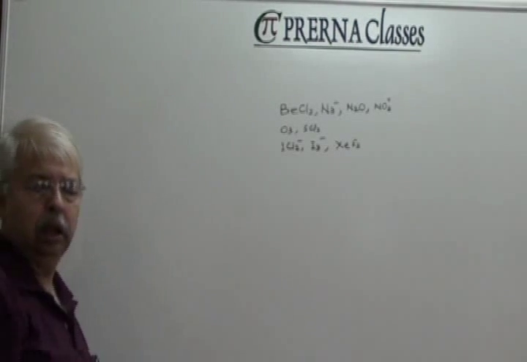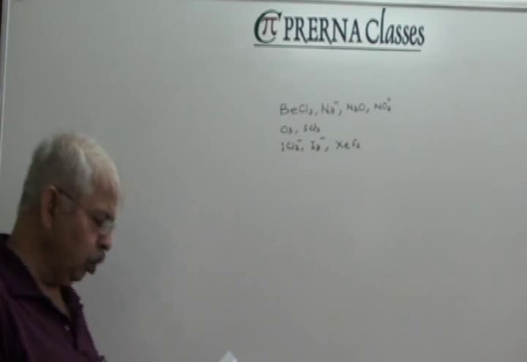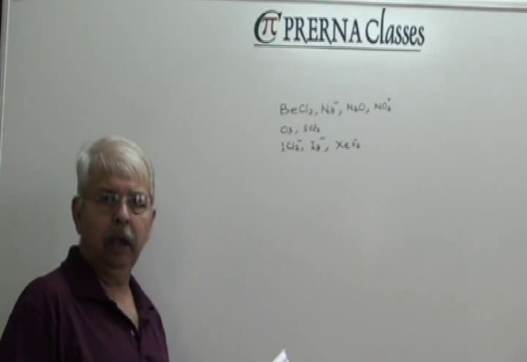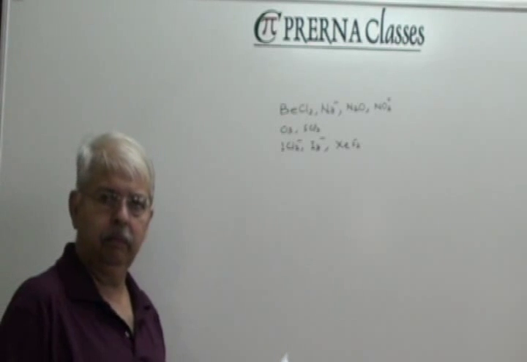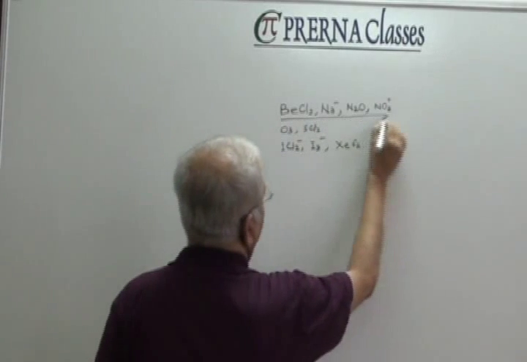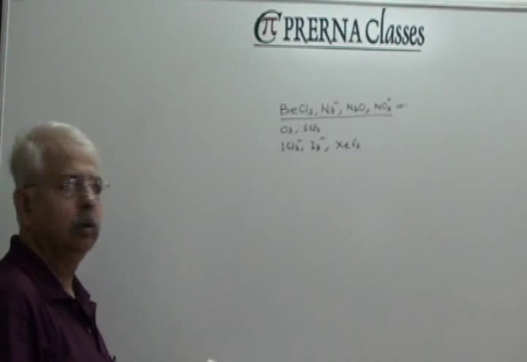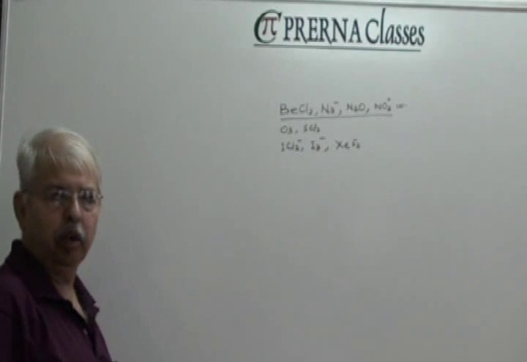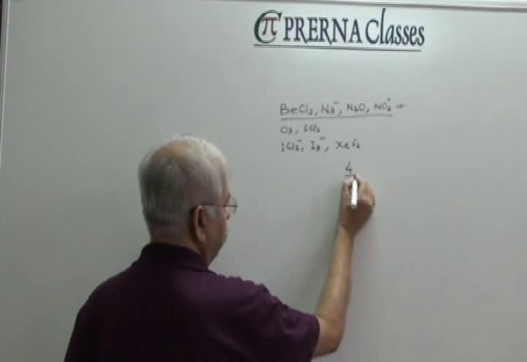Out of these compounds and species, he has asked me to find out the number that are linear and without involving d orbitals in the hybridization state. So these 4 are linear molecules without involving any d orbital. The others are also linear, but they have involved d orbitals in the hybridization. So the correct answer is 4.